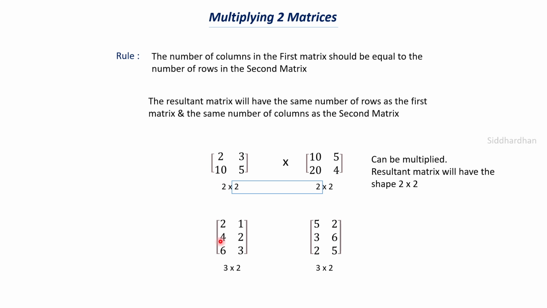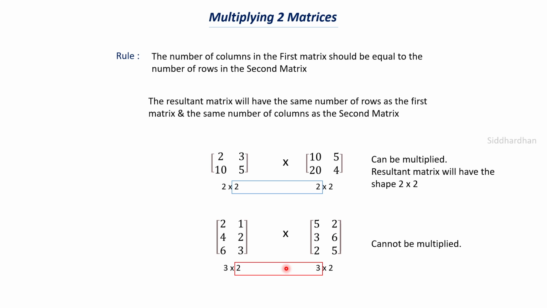Let's consider another example. This is a 3 cross 2 matrix, and this is also a 3 cross 2 matrix. Now let's check whether this rule is satisfied. If you check this, the number of columns in the first matrix is not equal to the number of rows in the second matrix, right? So these two values are different, so we cannot multiply these two matrices.